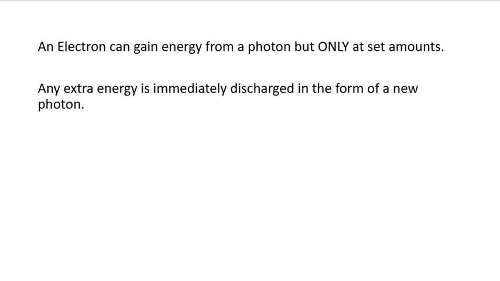First of all, an electron can still gain energy. You can gain energy from the photon because that's conservation of energy, but it only gains energy in set amounts, and those set amounts have to do with the atom or the element that we're talking about. If it tried to gain more energy, it would still go to that set amount and immediately get rid of the excess energy that it can't use, right? So it would produce a second photon that would be discharged, that would get rid of all the energy that it couldn't use. So let's look at this.